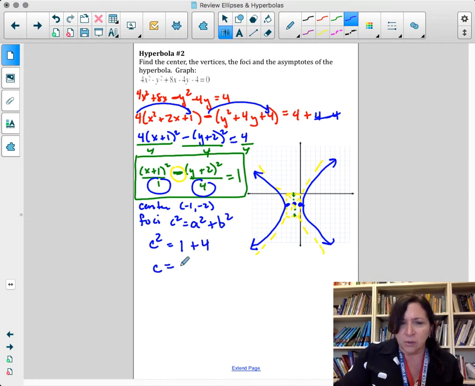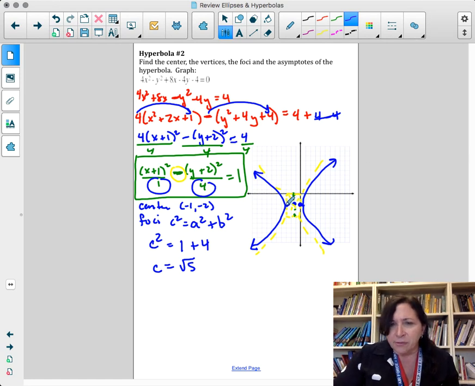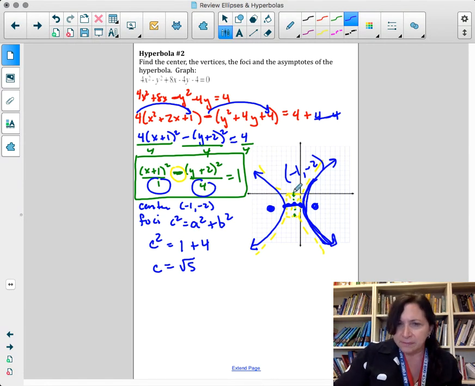So c is equal to the square root of 5, which means that this being my transverse axis, which connects the two arcs, the two hyperbolas, from the center at negative 1, comma, negative 2. From the center, because it's on the x-axis, I know my focal points are going to be in here. Remember, they always have to be cupped by the arcs, or your hyperbolas.